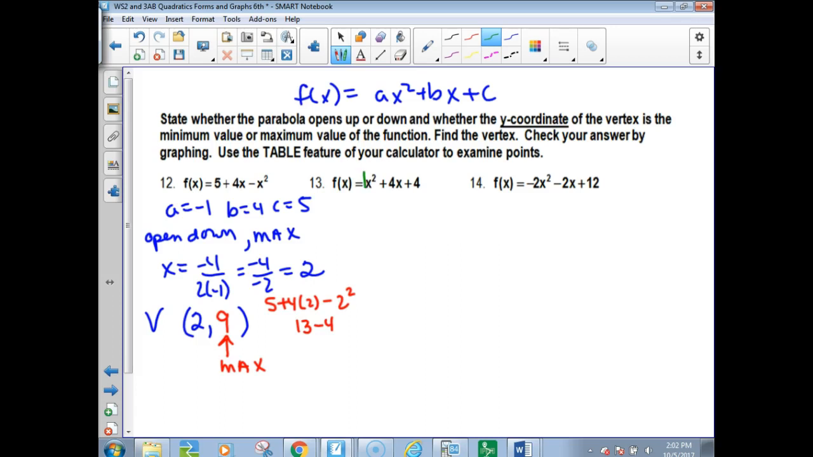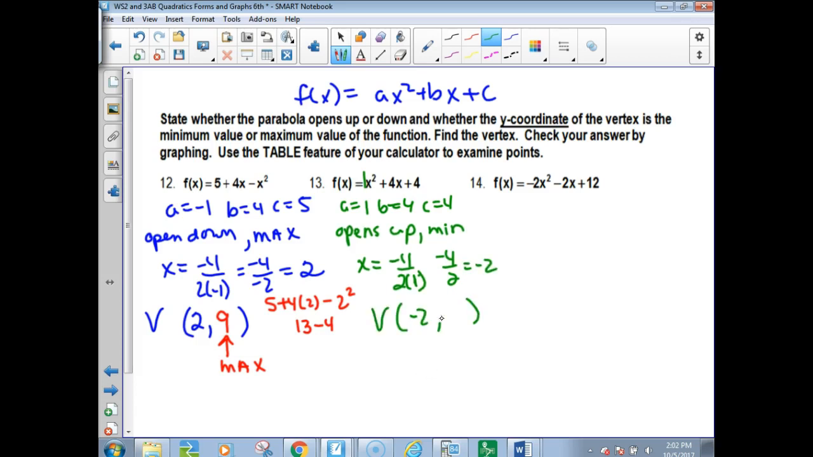Okay, this one has an A value of 1, a B value of 4, and a C value of 4. It opens up, because the A value is positive, so therefore it has a minimum value for Y. The X is the opposite of B, -4 over 2 times 1, which gives you -4 divided by 2, or -2. So our vertex is at -2 something.